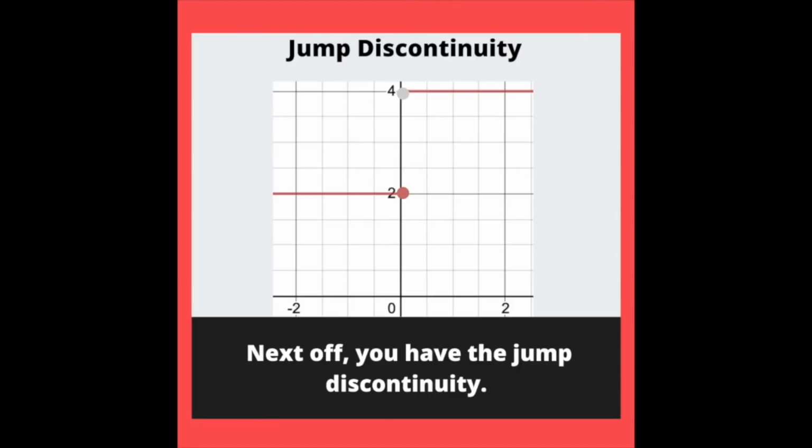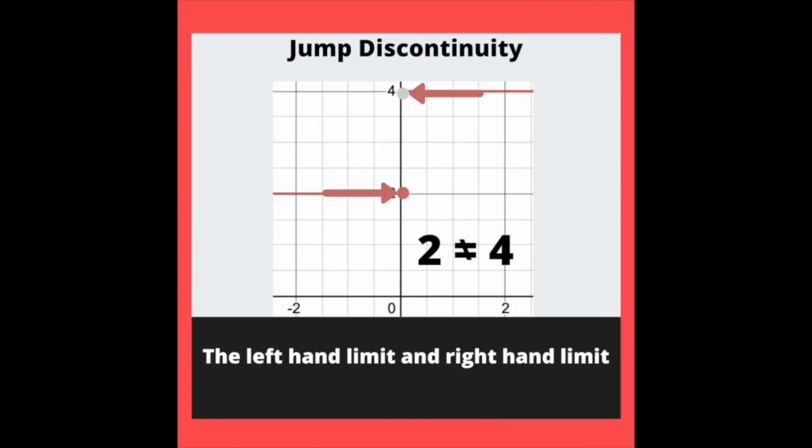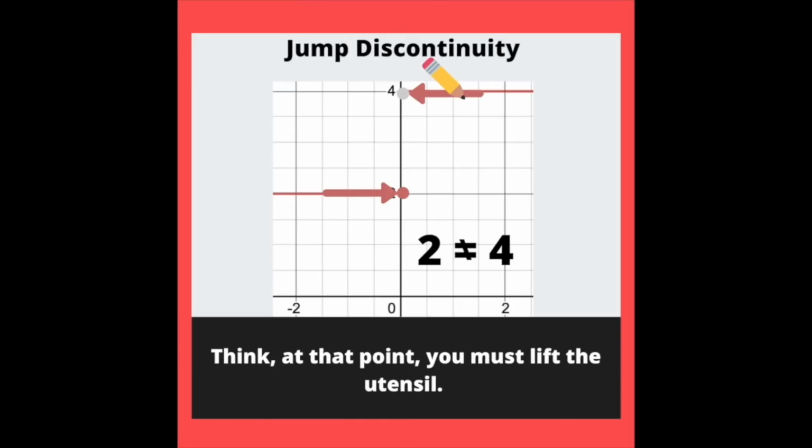Next up you have the jump discontinuity. What is its defining characteristic? The left-hand limit and right-hand limit approach different values. When you trace the graph with a pencil, at that point you must lift the utensil.